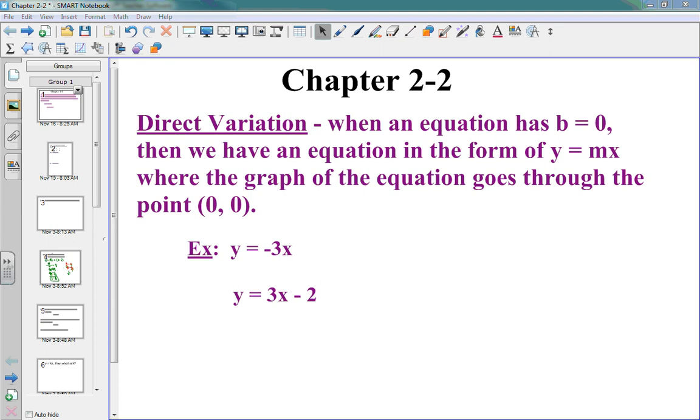Okay, here we go. Chapter 2-2. I saved this one to be one of the easier sections to go along with the regression because regression is so involved. So today's lesson, super duper easy. Stay with me. Direct variation.